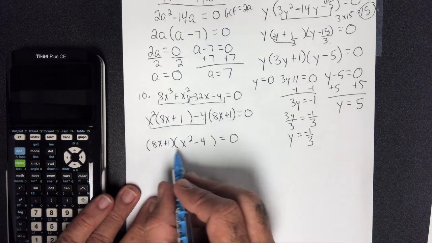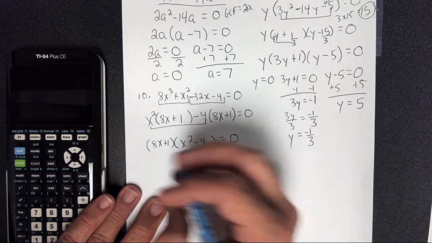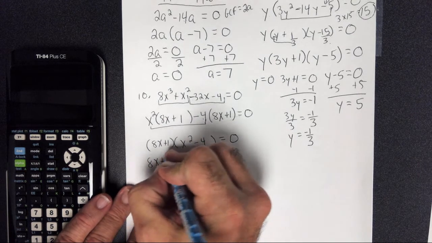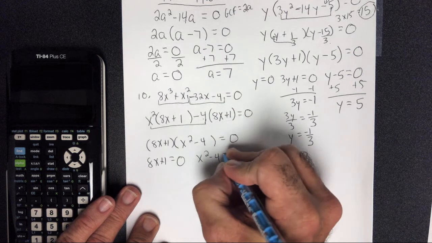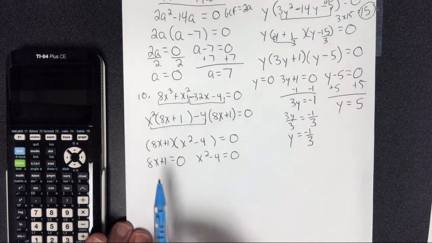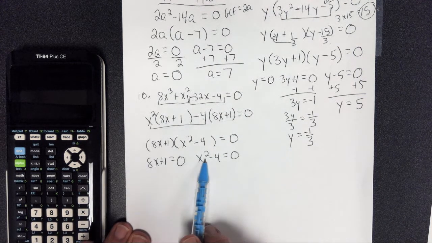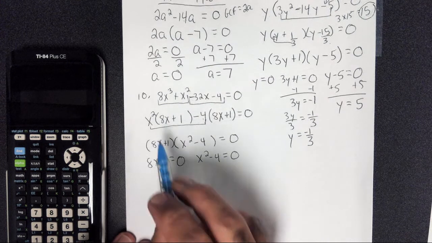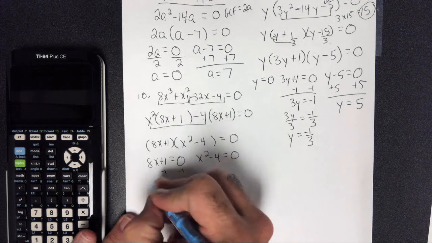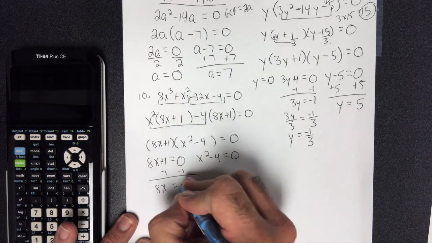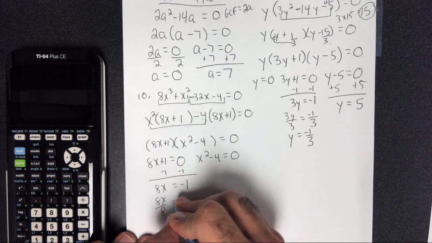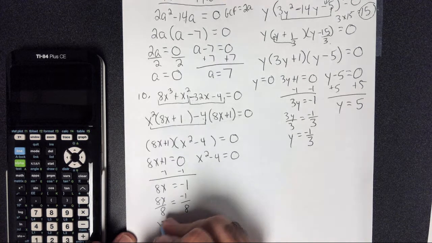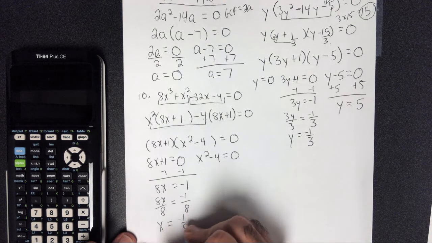Now, take both of these, set them equal to 0. So I got 8x plus 1 is going to equal 0. X squared minus 4 is going to equal 0. So this will give me one answer. That one's going to give me the other two, okay? So this one, we subtract 1. 8x equals negative 1. And then we'll divide by 8. So x equals negative 1/8.